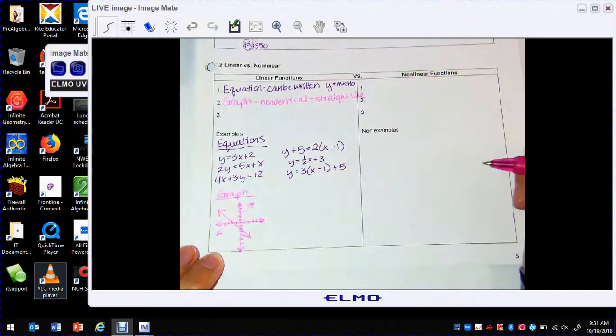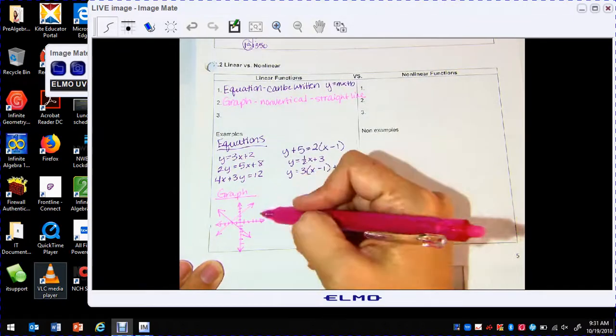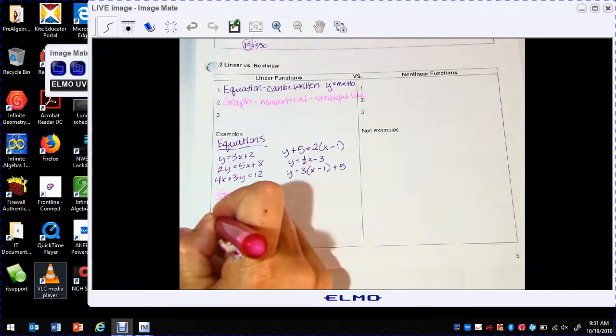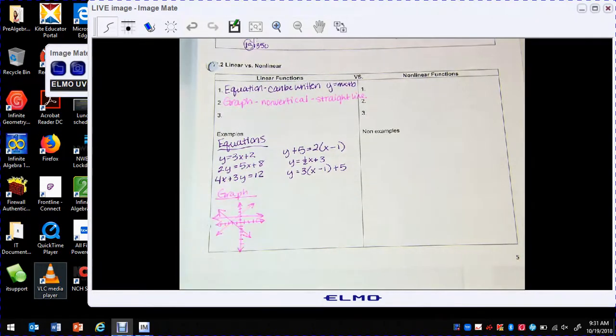There's one with a negative slope. Now I can't have a vertical. I can't have one up and down, but I can have them going horizontal. Those would all be functions. They all pass that vertical line test.